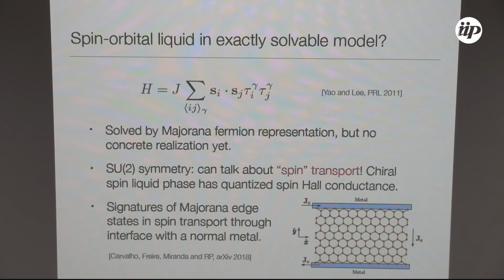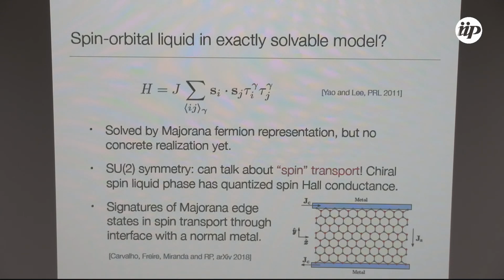It was proposed by Hong Yao and Dung-Hai Lee. This model is exactly solvable, again, by a Majorana fermion representation of the spin and orbital operators. However, it does not come out naturally from the kind of J equals 3 halves systems that I was talking about. So there is no concrete realization of such a Hamiltonian. It would be nice to have one, because once you have SU2 symmetry, like in this model, and you know for sure that the ground state is a spin liquid, you can talk about spin transport.